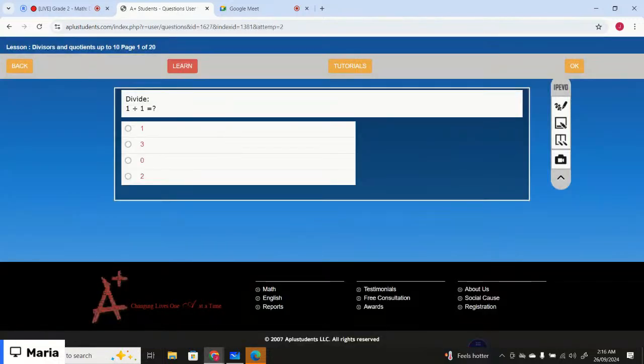1 divided by 1, which is the correct option? 1 divided by 1 is 1, right? Whatever number it is, the answer is always 1.